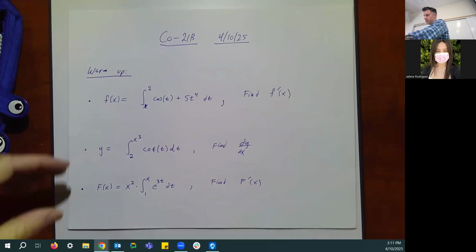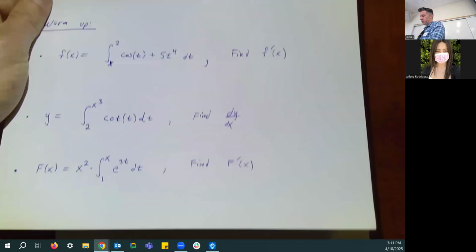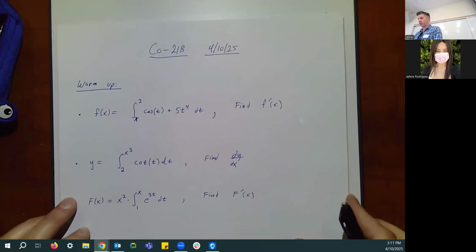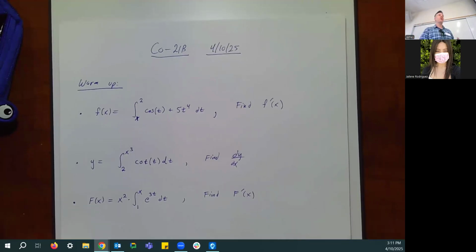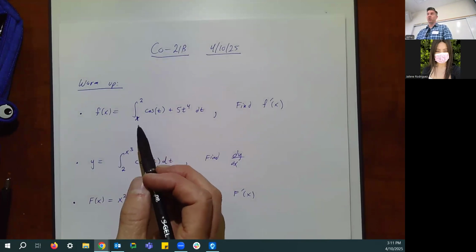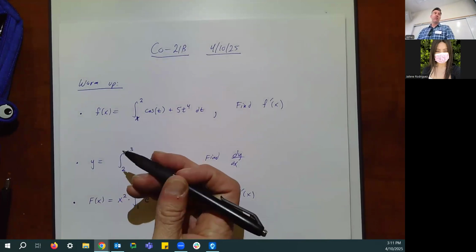Okay, so the whole point of these questions is to use the first part of the fundamental theorem of calculus, which says that if we differentiate the integral, we essentially just get back the function inside. There's a couple extra things going on here for each of these problems. So for this first one, we notice that the x is in the lower limit of integration instead of the upper limit of integration. That means our answer is going to be the negative of what it would have been.